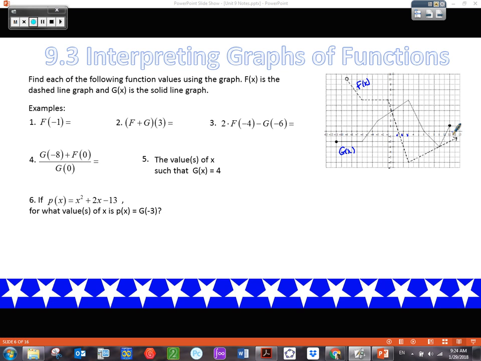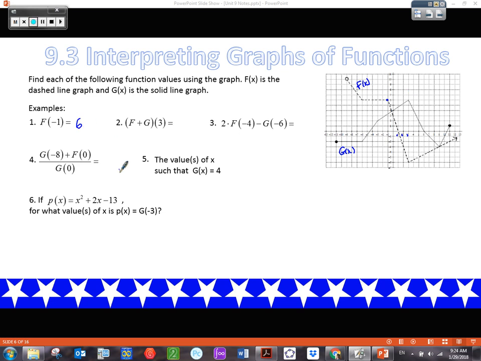So the first one, finding f of -1, we simply need to locate f's graph, which is the dotted line one, and we need to go to -1 and find that y value, which would be 6. So pretty straightforward. f of -1 is 6.